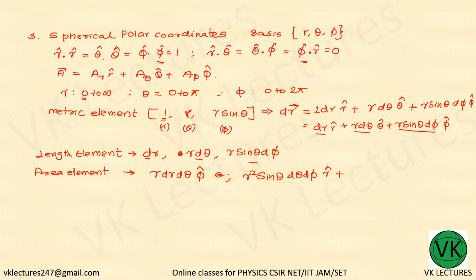now you have to do this 1 2 in the direction of 3. So r sin theta dr d phi, and it should be in the direction of theta, so this is theta cap. This is the phi cap direction unit area vector, this is in the direction of r cap, and this is in the direction of theta cap.